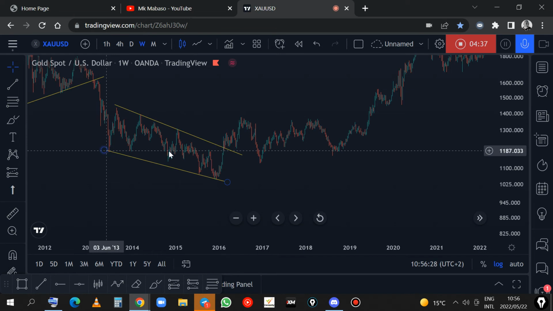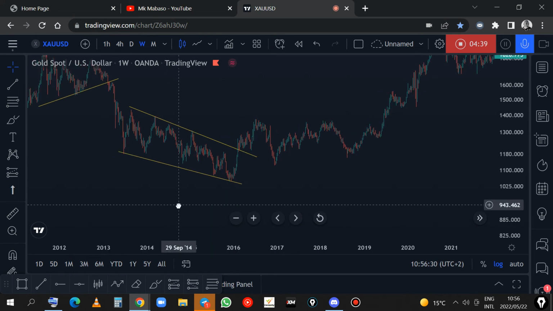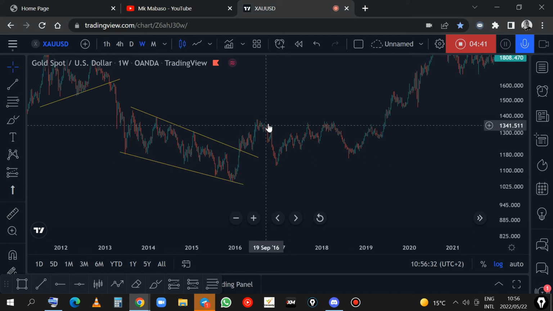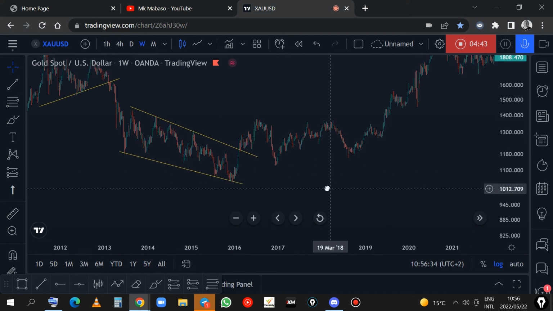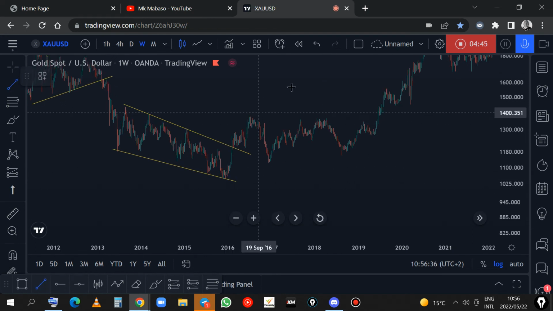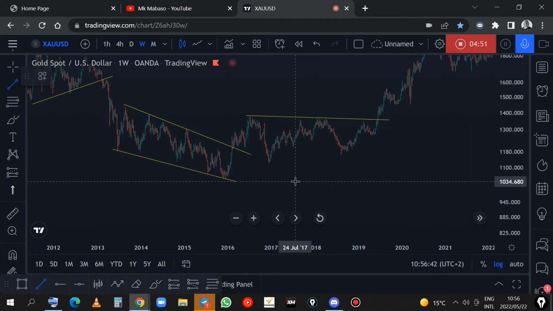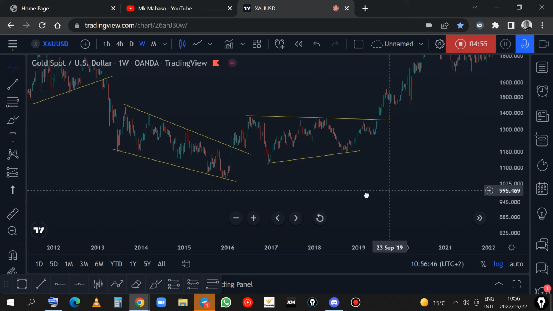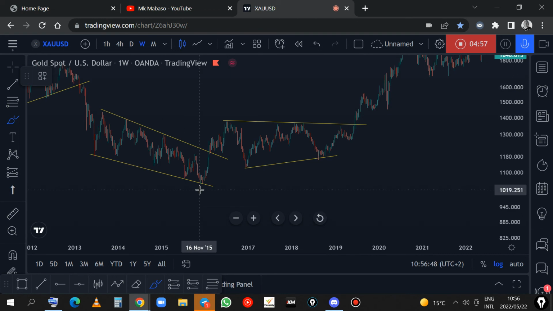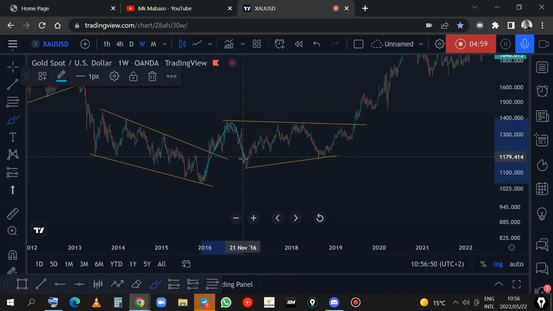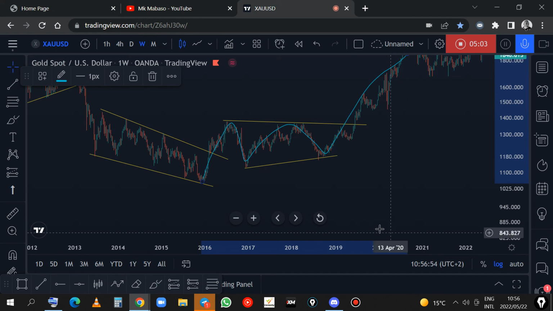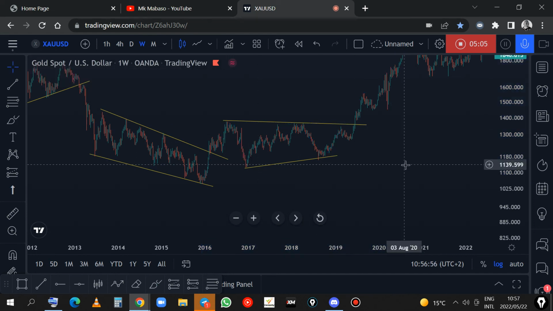Firstly, we were having this descending channel, and we know that with a descending channel we usually break to the upside. So price broke out of that and gave us a bigger correction as well, like that. So we had an impulse, and then we had that correction, and then we have another impulse going back up.